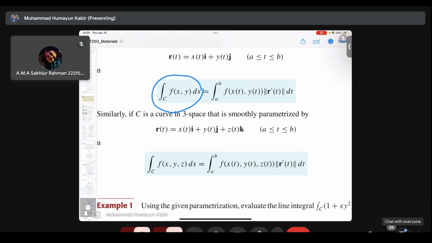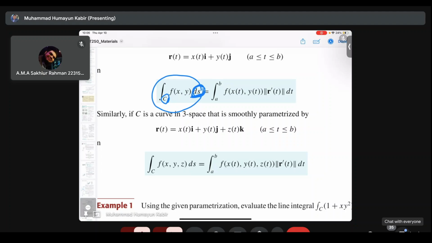How can you recognize or confirm it is a line integral? Because at the bottom of the integral there is c, and at the end of the integral we have ds. These two pieces of information confirm that it is a line integral. At the bottom of the integral you have c, and at the end of the integral you have ds. These two are the important indications of a line integral. Understood? Is that okay?